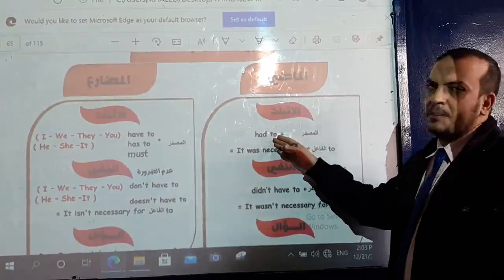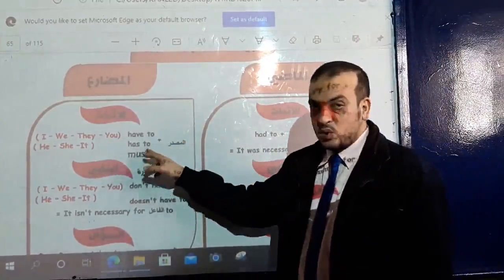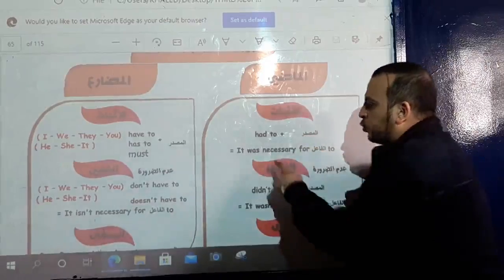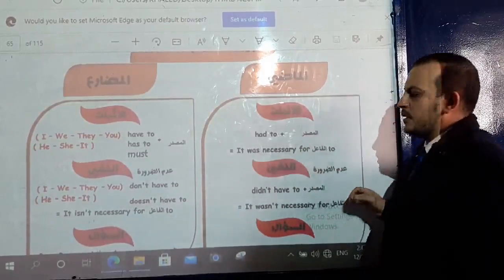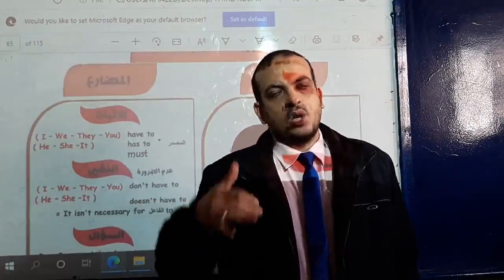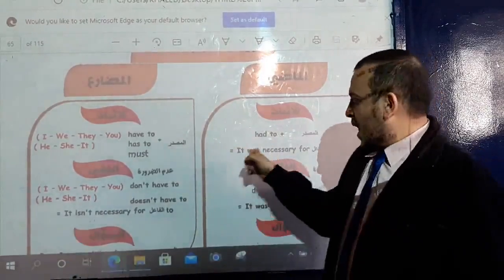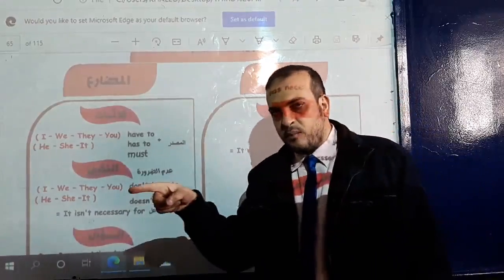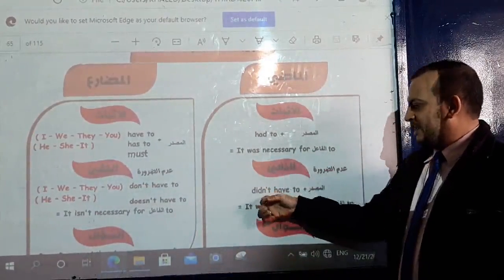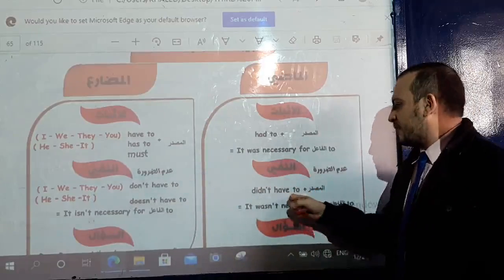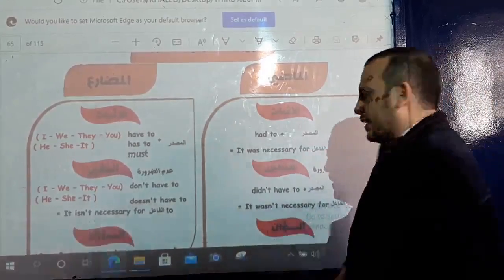Here also, had to in the past, from have to, has to, and must. Had to means it was necessary for the subject or the person to do something. Like Muhammad had to call me yesterday. If I want to use this form, I can say it was necessary for Muhammad to call me yesterday. If you want to make it negative, it's didn't have to, not had. Didn't have to means it wasn't necessary for, and so on.